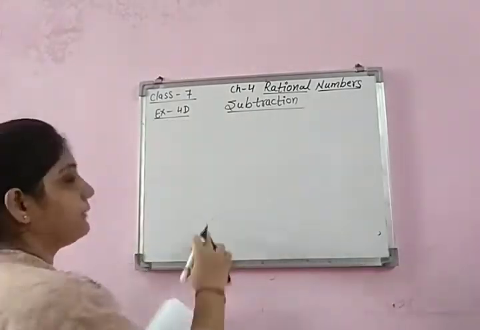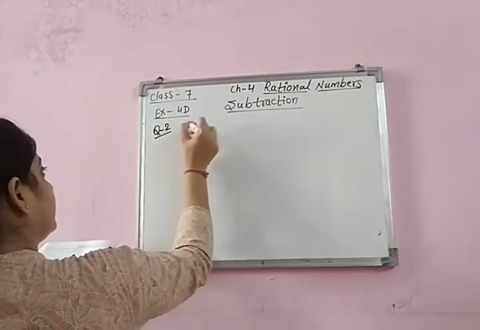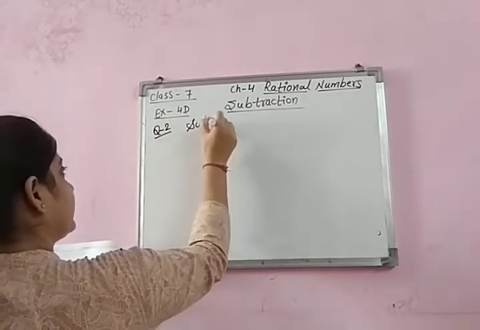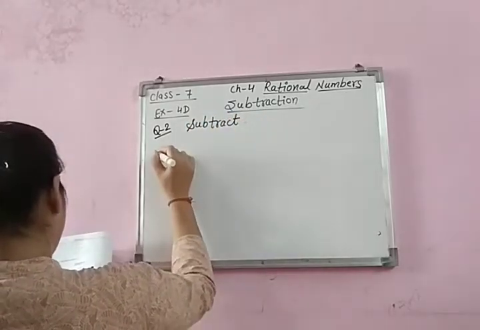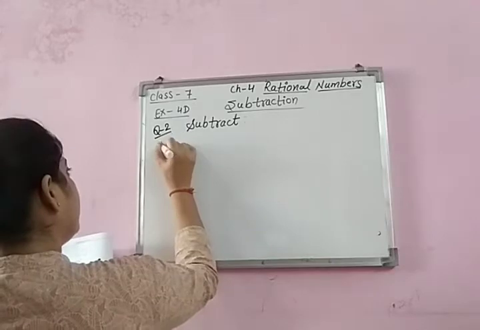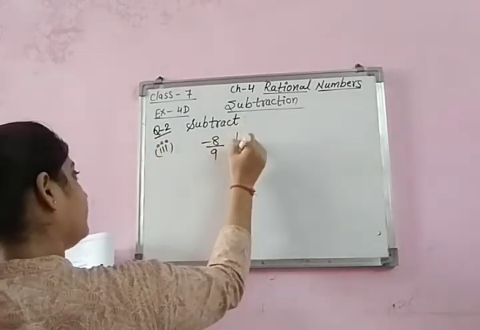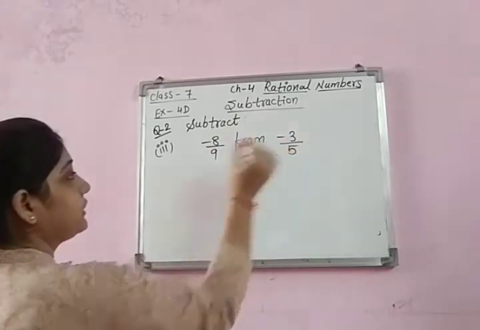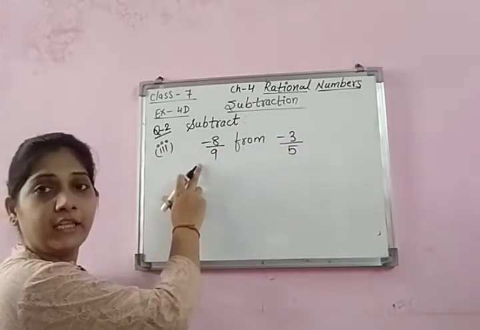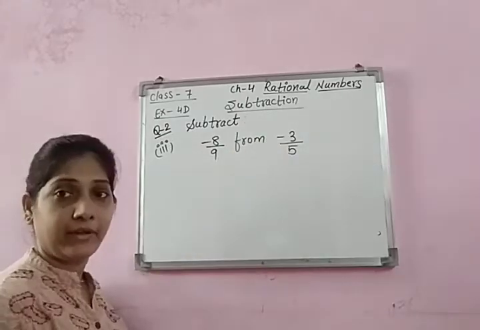Question number 2, I am telling you. The heading is subtract. And there are 2-3 points which you have to remember, children. If you know addition, you can easily do subtraction also. The question is: negative 8 by 9 subtract from negative 3 by 5.